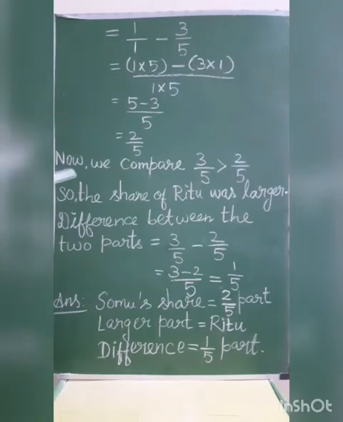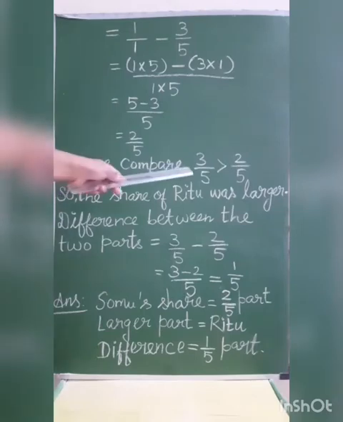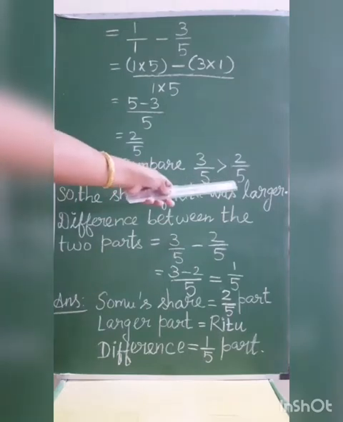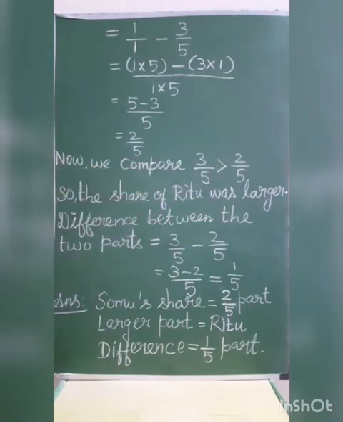Now the second question: who had the larger part? So we compare the two fractions to find who had the larger part. Now we compare 3/5, that means Ritu's share is 3/5, and 2/5 is Somu's share. So Ritu has the larger part. So the share of Ritu was larger. The second question is finished.